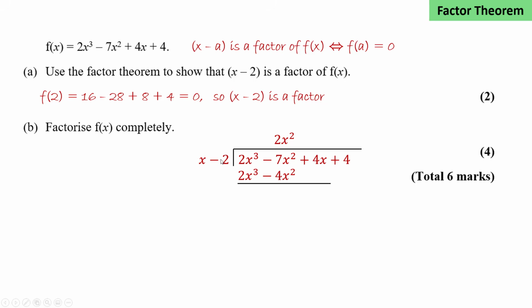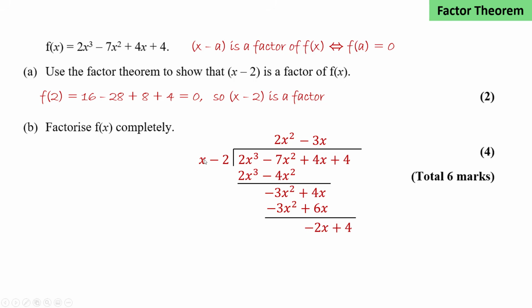We subtract it from f of x. That leaves us with minus 3x squared. We bring down the 4x. Next we ask what do we multiply x by to get minus 3x squared, and that's minus 3x, and we multiply minus 3x by x minus 2. That gives us minus 3x squared plus 6x. We subtract it from the row above to get minus 2x, and we bring down the 4.